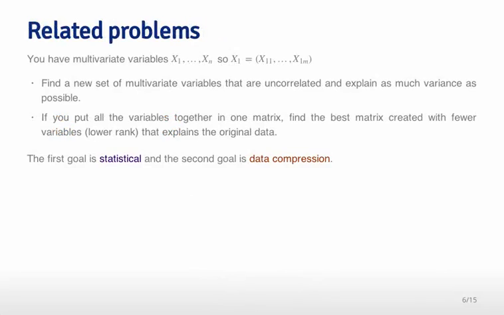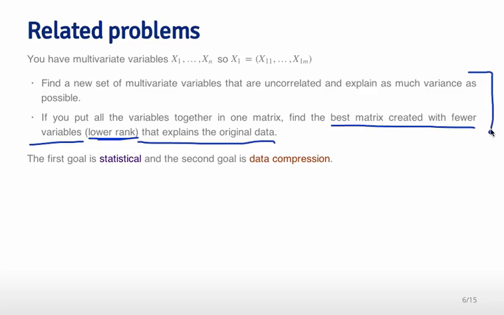So there are two related problems for how you do this in a more general sense. The first is to find a new set of variables, based on the variables that you have, that are uncorrelated and explain as much variability as possible. In other words, from the previous plot, we're looking for the x variable, which has lots of variation in it, and not the y variable, which is almost always 0. The second is, if you put the variables together in one matrix, to create the best matrix with fewer variables. In other words, this is a lower rank matrix, if you're talking mathematically, that explains the original data.